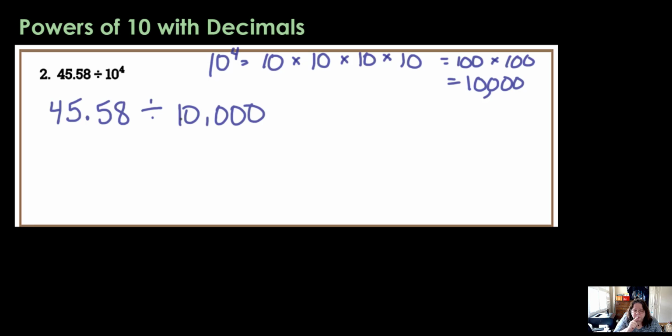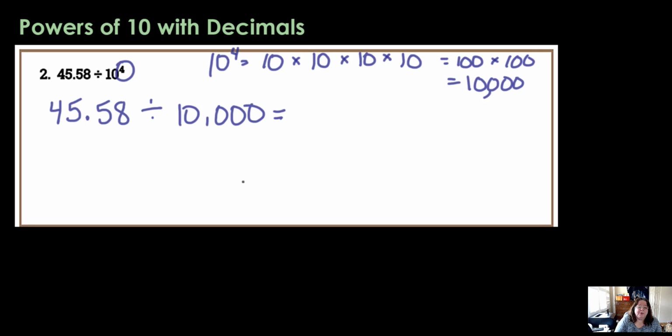Now you see, Miss Sherman, you did that the long way. All you had to do was look at the exponent, draw a 1, and put 4 zeros, and you're absolutely right. I could have done that. So I have 45 and 58 hundredths divided by 10,000.